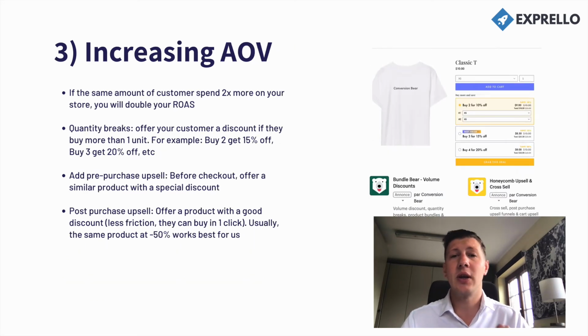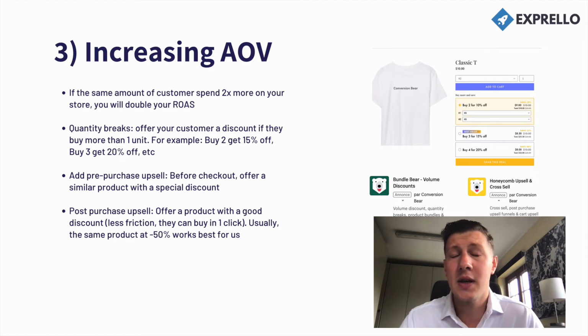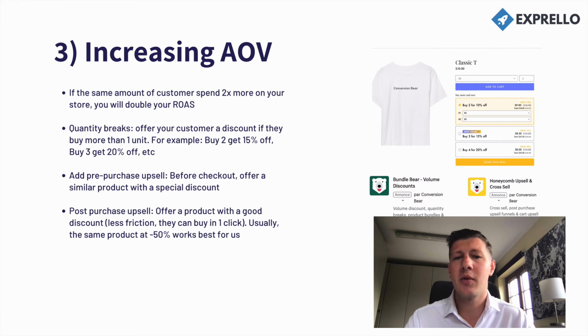The next tip is to increase your average order value. If people spend more on your website, you will make a better return on ad spend. So if the same number of customers spend twice the amount that they used to spend, you will double your return on ad spend. There's more than 3 things, but I'm going to show you 3 things today that you can do to instantly increase your average order value.